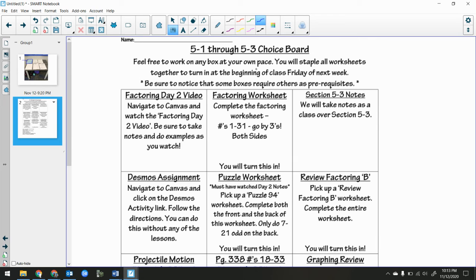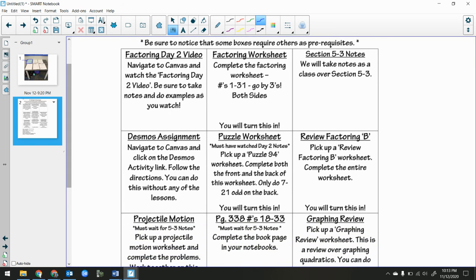Now, you're going to be working on any box at your own pace. Sometimes you'll have to do some boxes before another, and I'll talk about that in a second. By next Friday, you're going to staple all these together and turn them in at the beginning of class for our review. Again, make sure that you notice that some boxes require others as prerequisites, as ones that you have to do first. So let me kind of walk through each one.